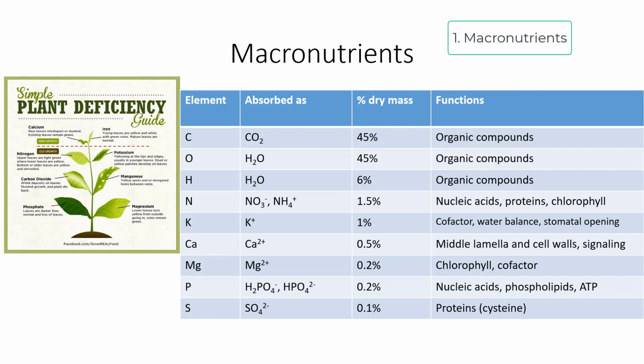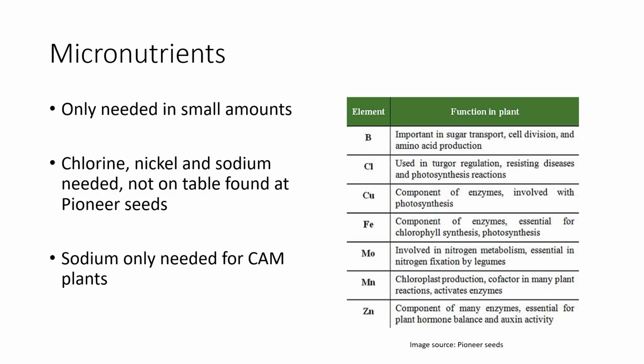The macronutrients are things such as carbon, oxygen, and hydrogen. Wait, can't a plant just get those from the air and water? Yes, it can. That's easy. Nitrogen, potassium, calcium, magnesium, phosphorus, and sulfur, these have to come from the ground. And those are needed in smaller quantities than carbon dioxide and water, of course, but are still very necessary for plants to grow, as you see from this plant deficiency guide with different macronutrients missing in that plant.